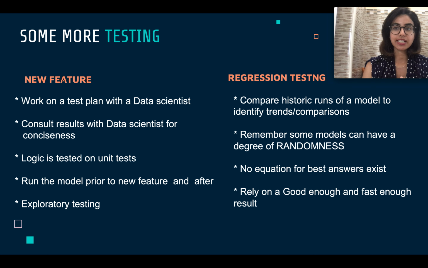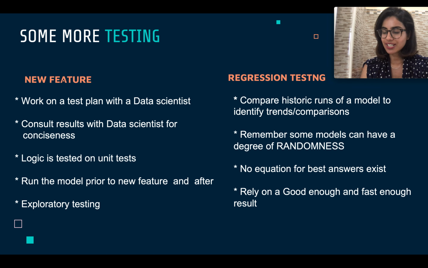Work on a test plan with a data scientist and understand what is actually being implemented. Consult your results with a data scientist for more conciseness. The logic is tested in the unit tests. Run a model prior to a new feature and after. This is what I tend to do. So what you would see is something before would have less optimized results, and after you might have better results. Maybe the model took less time for a certain thing in your new implementation, and it gave you better results. And of course, exploratory testing.